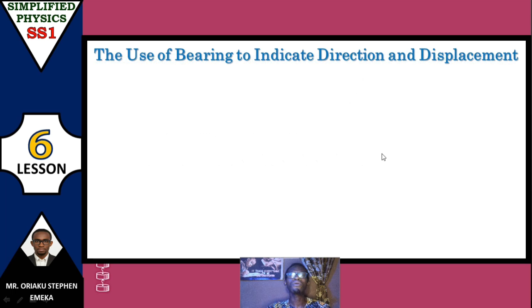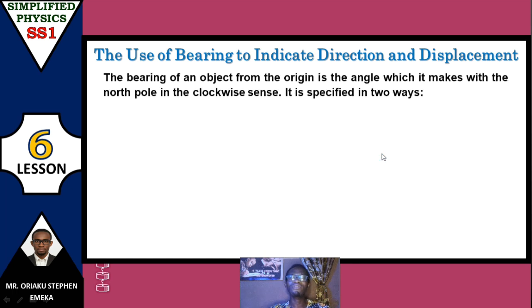Okay, now how can we get direction for displacement and also measure the displacement? For us to get direction, we need what we call the bearing of our object. This is a topic we have done in SS2 mathematics. The bearing of an object from the origin is the angle which it makes with the north pole in the clockwise sense. For bearing, one of the major directions that is very important is the north pole, because every compass, which is an instrument used for measuring direction, always points to the north pole, because the middle of the compass is made up of a magnet.